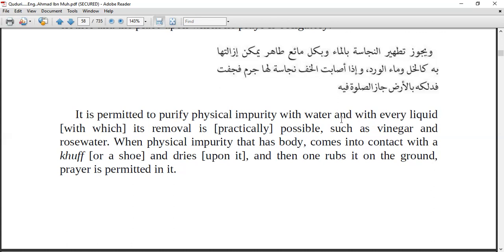Another method of getting rid of physical impurities, for example, if it touches your shoes or your leather socks. وَإِذَا أَصَابَتِ الْخُفَّ, if the najasa comes in contact with your khuf or your shoe, فَجَفَّتْ, then it dries up. Remember, this is after it dries up. فَضَلَقَهُ بِالْأَرْضِ جَازَ الصَّلَاةُ فِيهِ, then if one rubs it against the ground, then the prayer is permitted.